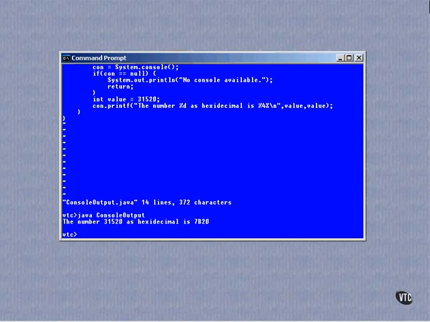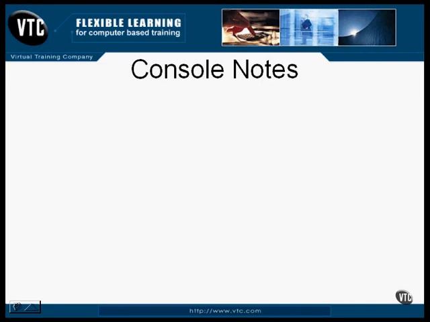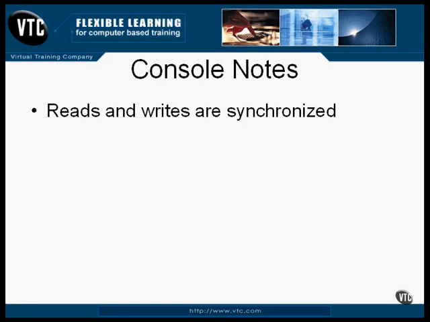These are a few things that you need to be aware of if you decide to use the Console class. The read and write methods are synchronized. This normally doesn't cause a problem, but you should be aware of it if you're going to call the Console methods from more than one thread. One thread could block another.